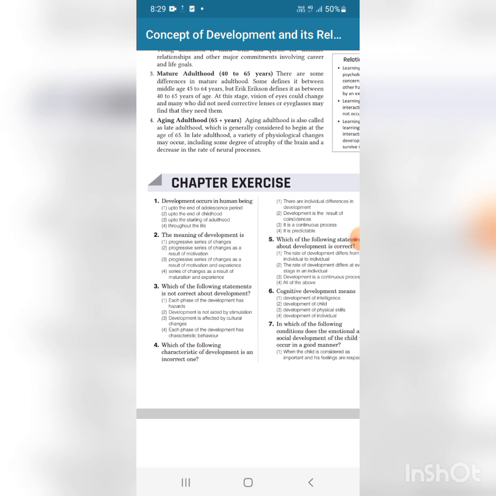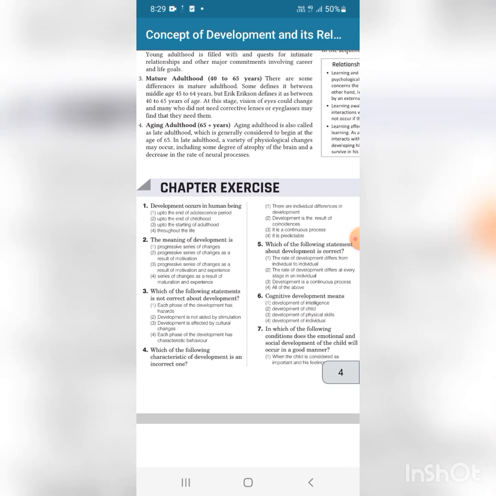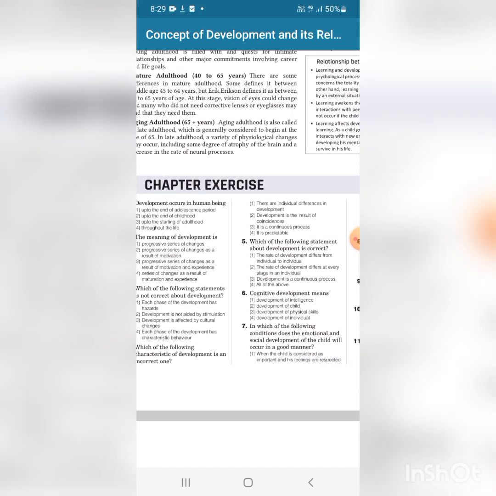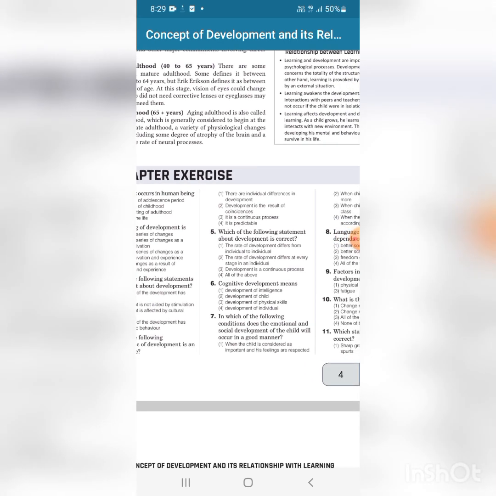Are true. Which of the following characteristics of development is an incorrect one? Development is a result of coincidences. It is false. Whereas there are individual differences in development, it is a continuous process and it is predictable, are true features of development. Which of the following statements about development is correct?